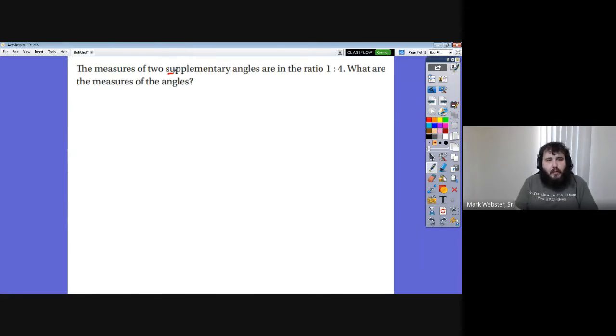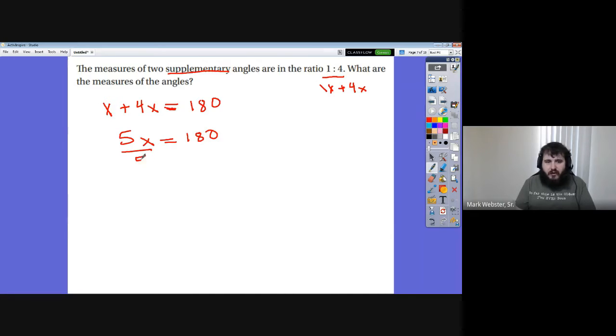It says the measures of 2 supplementary angles. Supplementary angles add up to 180, just like we learned in chapter 1. So here, the ratio is 1 to 4. So we've got 1x plus 4x. Our one angle plus our other angle add up to 180. So all we have to do is say, what's x plus 4x? What's 5x? We've got 5x equals 180.